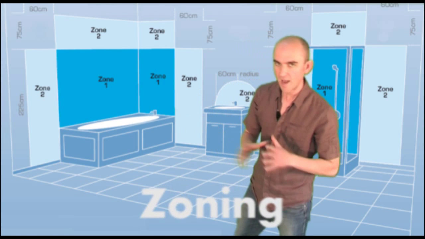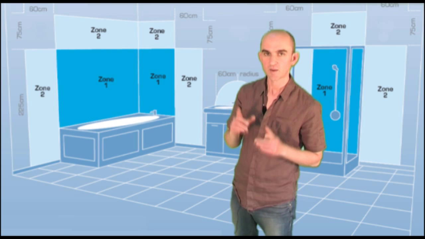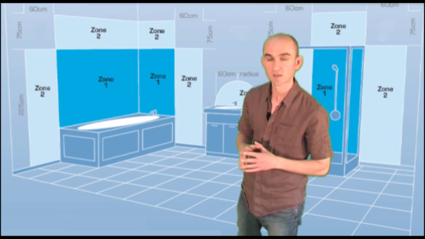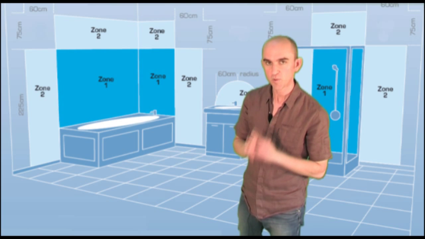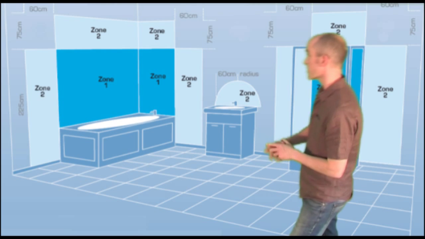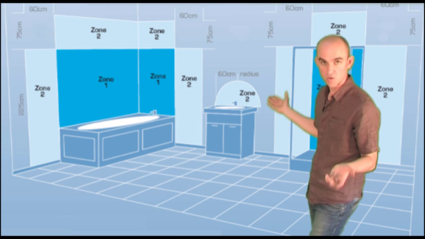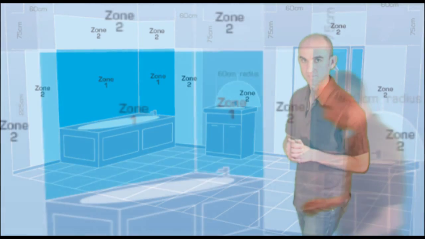Well, obviously water and electricity are not a great combination, so anything electrical in a wet area requires protection. Lighting requires an added level of protection the higher the possible risk of water getting into that fitting. The regulations divide bathrooms into zoning, so we know where to use each level of protection.